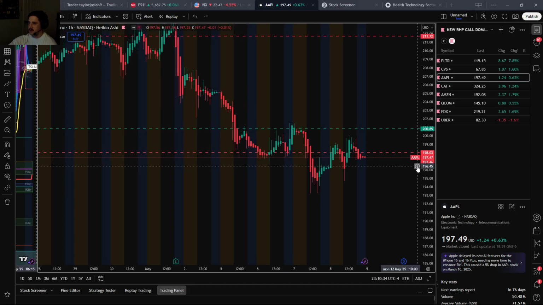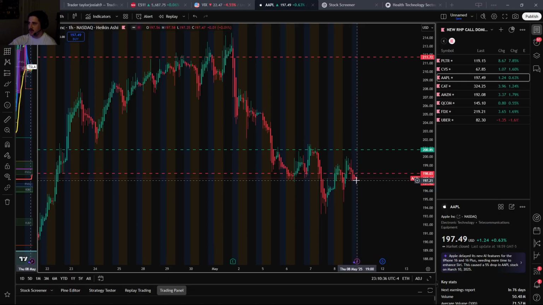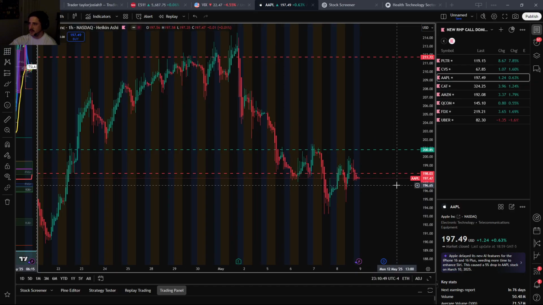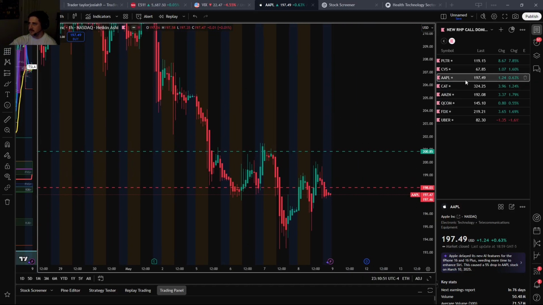I do think it's one of those tickers that you buy the dip, but I would not be in calls until we reclaim at least 198.30. But this has been resistance before where we get smacked back down. I would like to see how price reacts here.